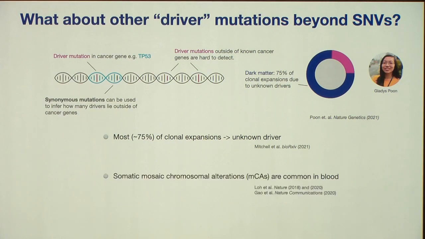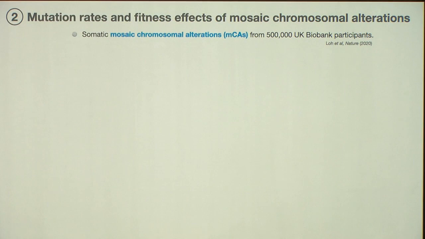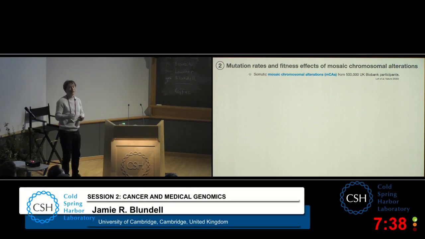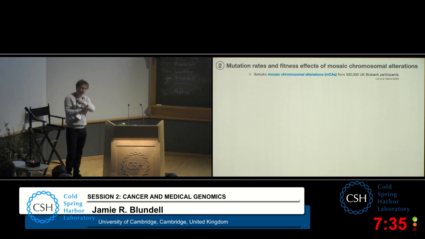So that, coupled with the fact that mosaic chromosomal alterations are common in blood, and there's work from Ellie's group and others which has really beautifully shown that, the question we then asked is, to what extent can this missing selection be explained by these mosaic chromosomal alterations, and what are their mutation rates and fitness effects? Okay, so what we did is we turned to this amazing data set generated by Lowe and colleagues at Harvard, where they have called somatic chromosomal alterations from all participants in the biobank, from SNP array data. Because they have phase, they have good haplotype information, they have a really exquisite ability to call quite low cell fraction events.